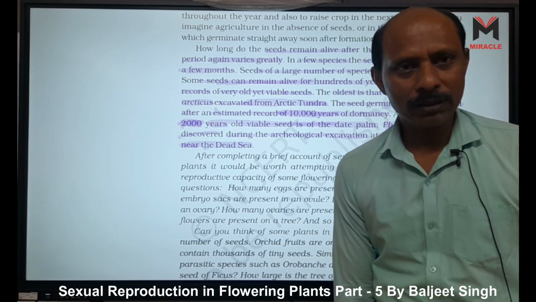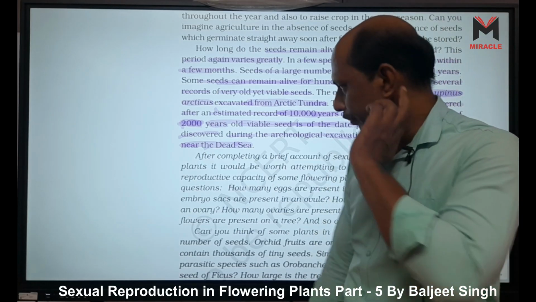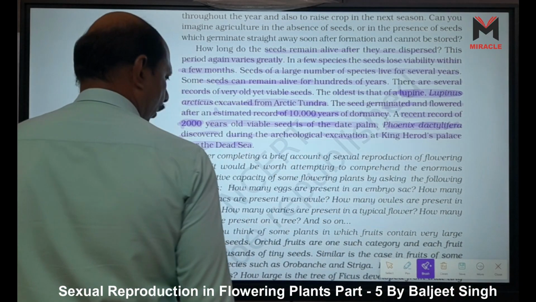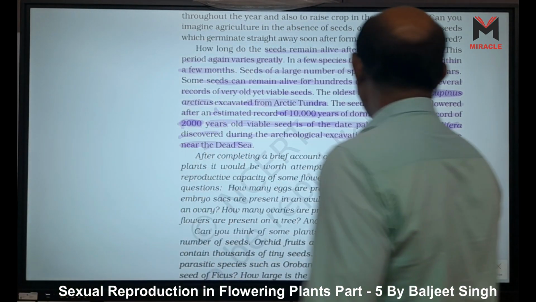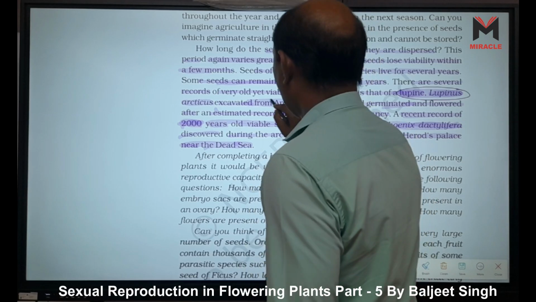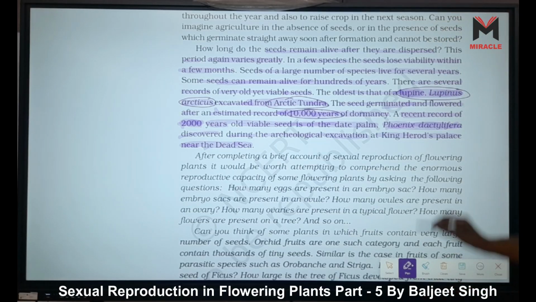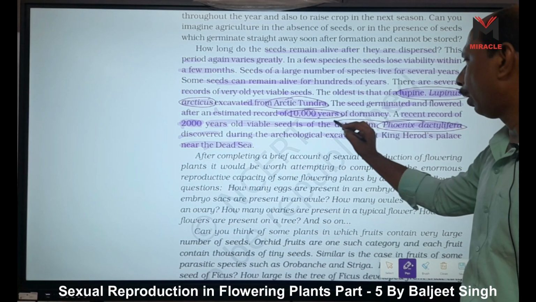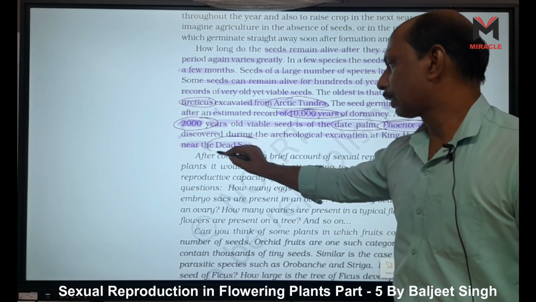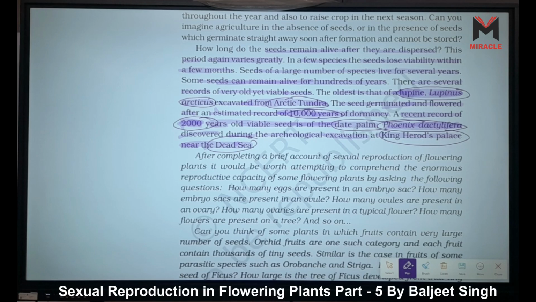No living organisms survive in the Dead Sea, which is why it is called the Dead Sea. It is very, very salty. So two important records are given here. First, lupin, Lupinus arcticus, 10,000 years ago, excavated from the Arctic tundra in very cold weather. Second, Phoenix dactylifera or date palm, a 2,000-year-old viable seed excavated near the Dead Sea, at King Harold's Palace. These are important.